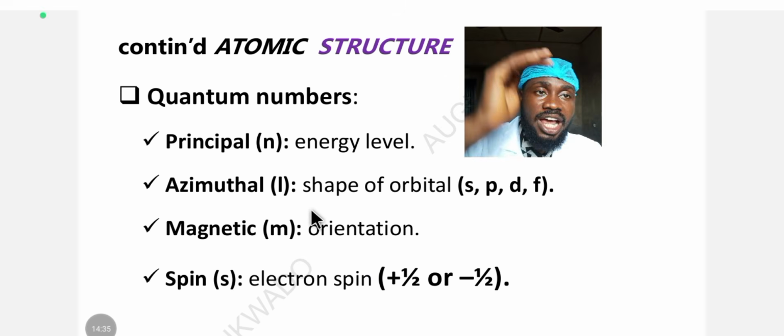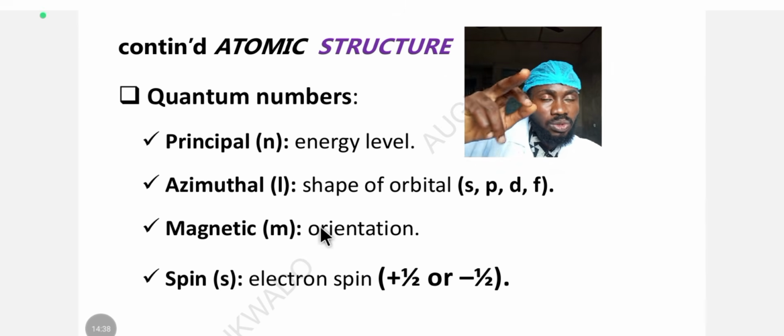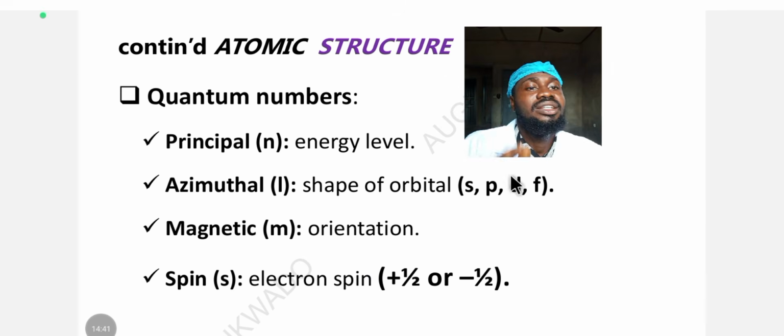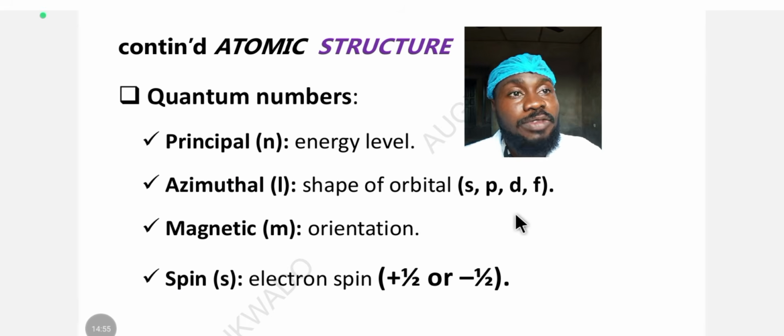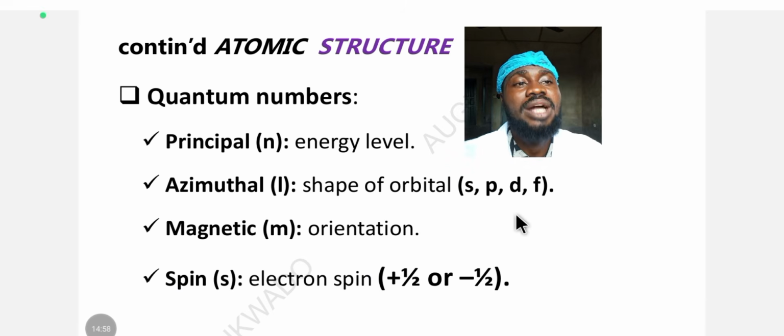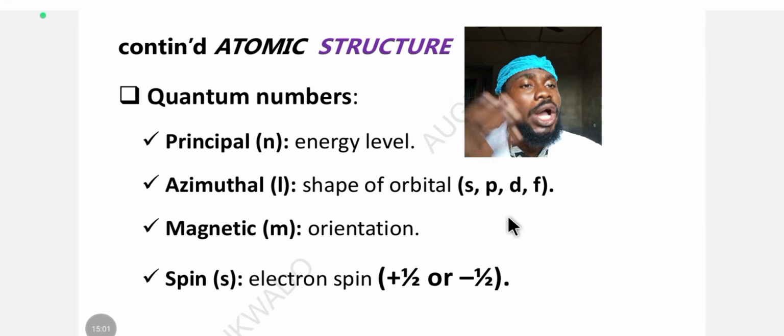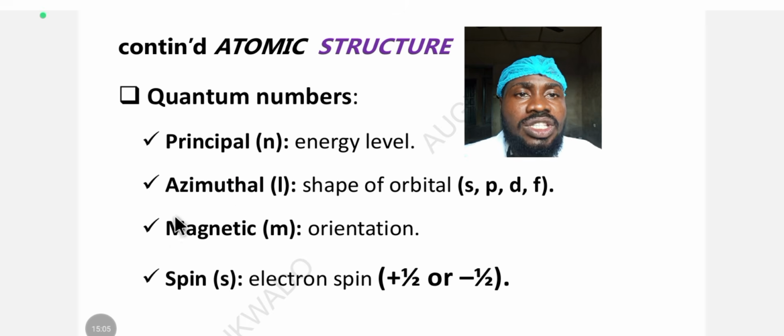Then the shell level is the KLMNO. Then the subshell level is the SPDF. This SPDF is what you use in writing out the electronic configuration of elements. So if you have not taken my lecture on electronic configuration, ensure you go and take it. So the third concept under quantum numbers is magnetic.